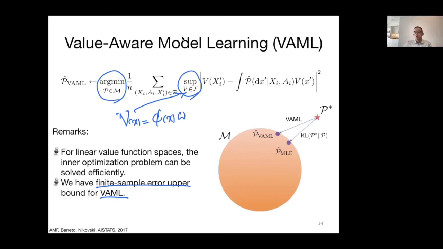Sorry, a quick question. Has the community ever considered using maybe distributionally robust optimization to do this kind of min-max optimization?